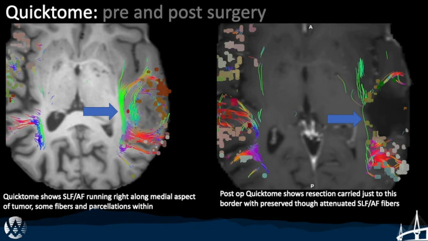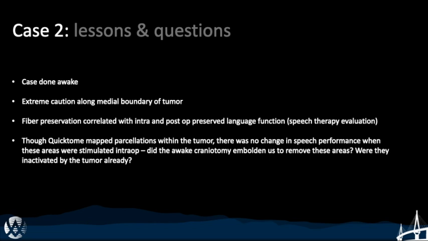So I was a bit, therefore, emboldened to remove some of what those parcellations were that the software was finding within the tumor itself. I did a postoperative QuickTome, which I now do pretty routinely, and you could see, though the fibers are attenuated, that they're preserved. And then, of course, this has in general occasioned the more rigorous utilization of pre and postoperative speech therapy evaluations. And this patient did well on the speech evaluations before and after. She was compromised, but I should say she was not impacted negatively by the operation.